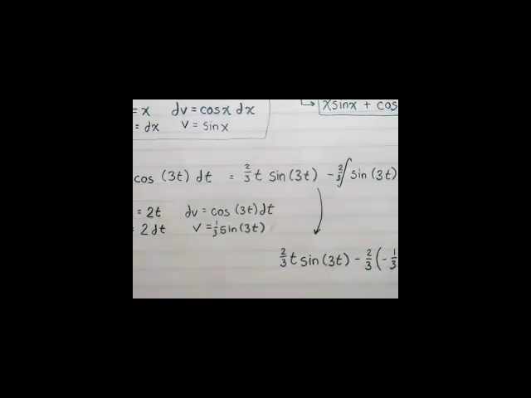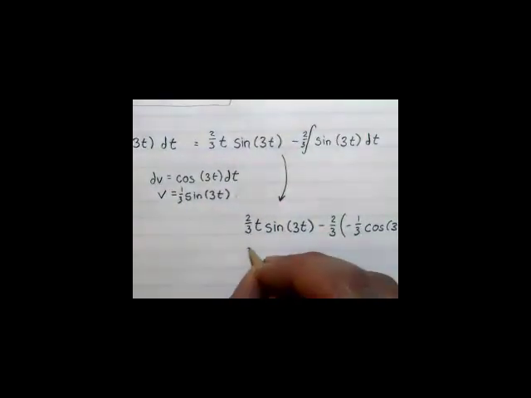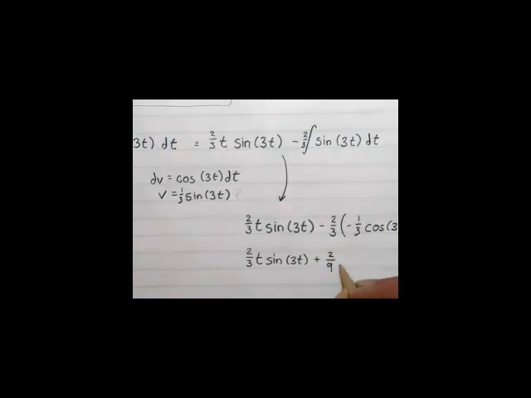And then don't forget your plus c, and then we'll just do a little bit of distributing here. So 2/3 t sine 3t plus, I guess that would make 2/9 cosine 3t plus c. There you go.